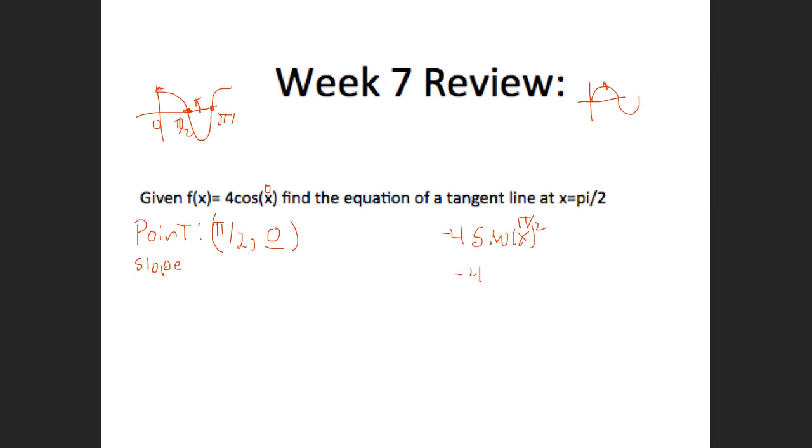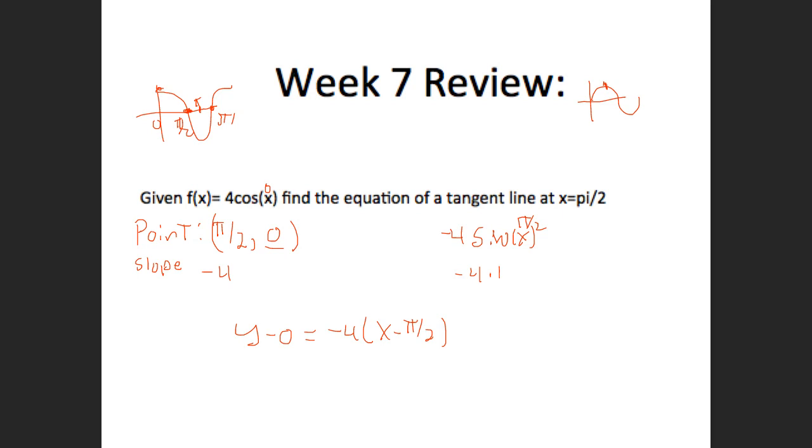So that's -4 times 1, which is -4. So now I have a point and I have a slope. So if I want to write my equation, I see what you did on that one. y is equal to 0, or y minus 0 is equal to -4, x minus pi over 2. Okay, you just got rid of the 0 there.